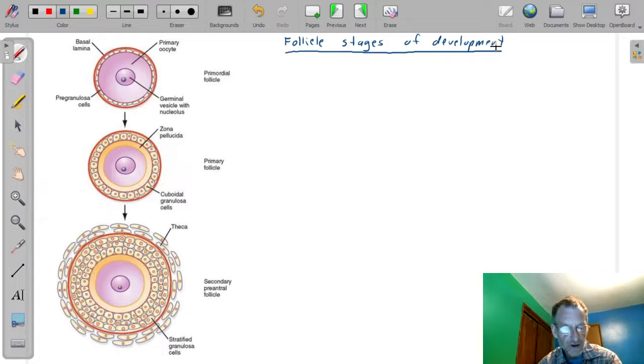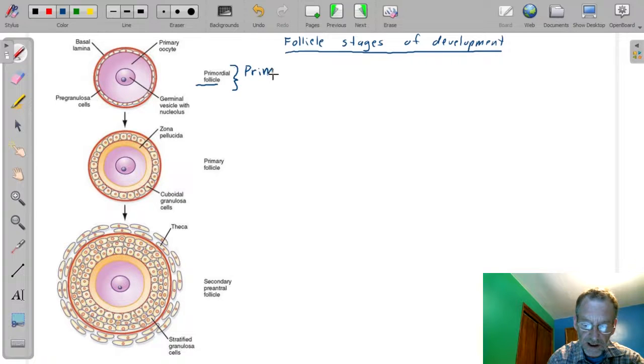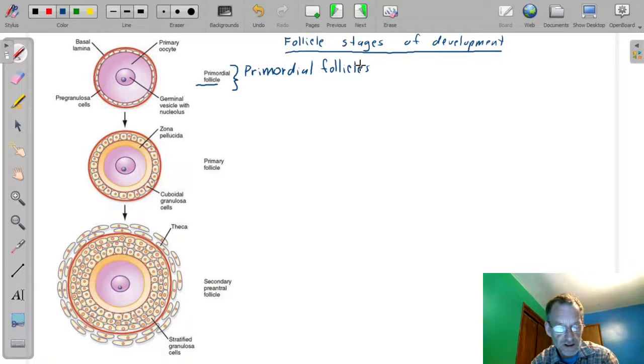So a couple of things on this figure. They are not necessarily drawn to scale, but here are the primordial follicles. If that's too small to read, I'll write it again. Primordial follicles. And these are the ones that form inside the woman's ovaries while she is still in utero developing within her mother. So for the women in the class, your primordial follicles formed in your ovaries when you were inside your mother, about 5 months gestation.